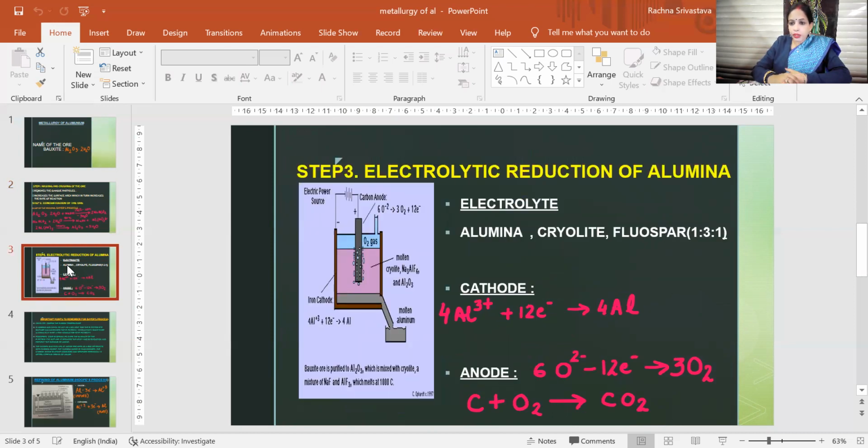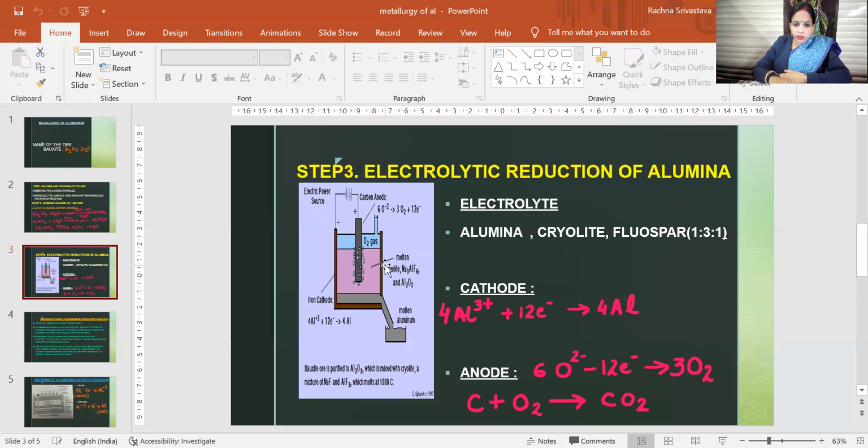Step 3, electrolysis of alumina. This is the next step we are talking about. In this step, you can see in the diagram the electrolytic cell, and in this cell we have taken an electrolytic mixture of alumina, cryolite and fluorspar. The ratio is very important. The ratio is 1:3:1. That means 1 part of alumina, 3 parts of cryolite and 1 part of fluorspar are mixed together to form the mixture, and thus the process of electrolysis occurs.